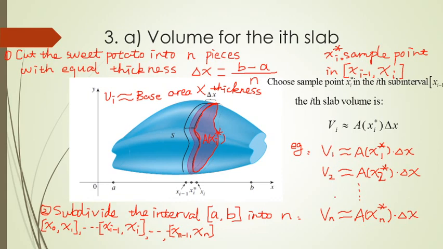And if I take the sum of all those n pieces, then I can write it as a Riemann sum, i from 1 to n, of the area function A(xi star) times delta x. So if I take the Riemann sum of the volume for each piece, then I can approximate the volume for the sweet potato in this way. So that is the idea.